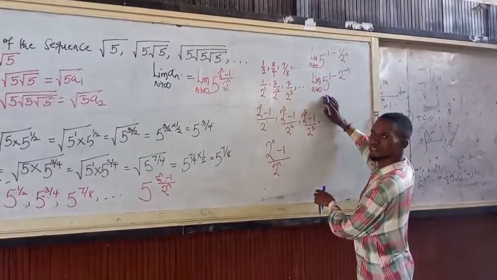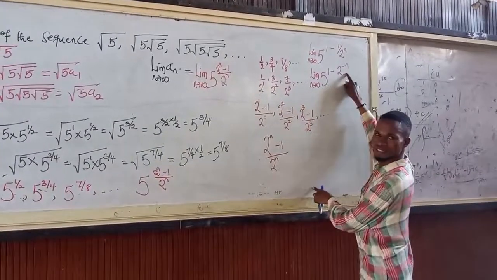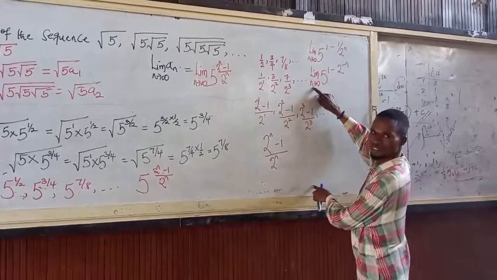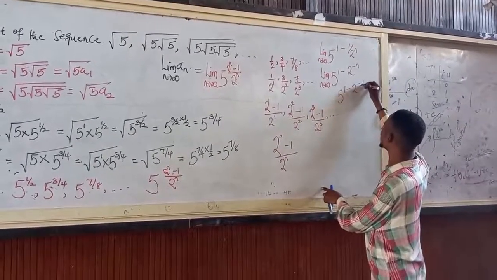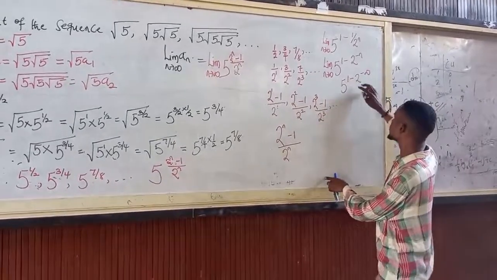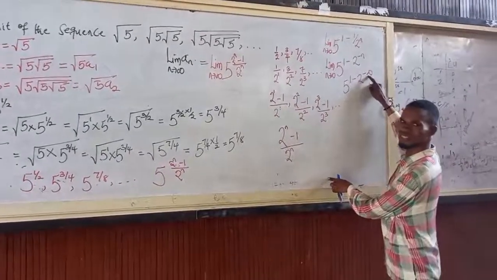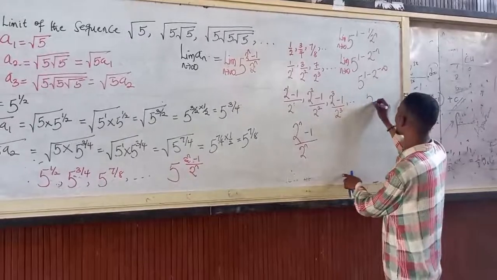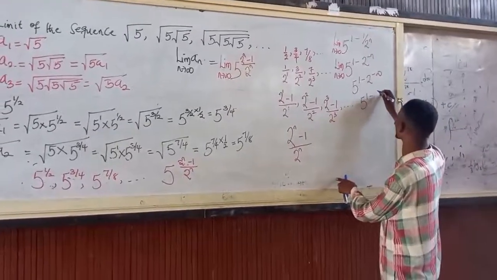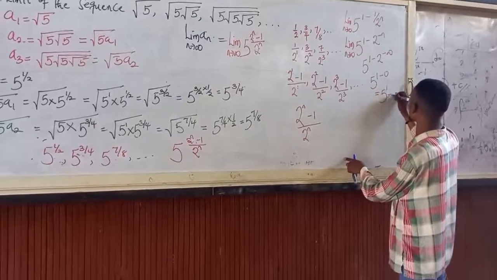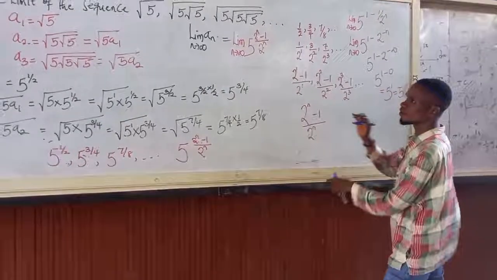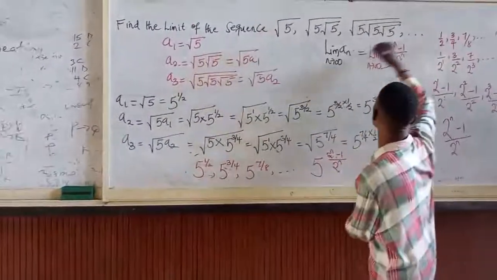Now take the limit of this as n tends to infinity. So input n as infinity. That's 5 raised to the power 1 minus 2 raised to the power negative infinity. A real number raised to the power negative infinity is 0. That's 5 raised to the power 1 minus 0, which is 5 raised to the power 1, which is 5. Therefore, the limit of this sequence is 5.